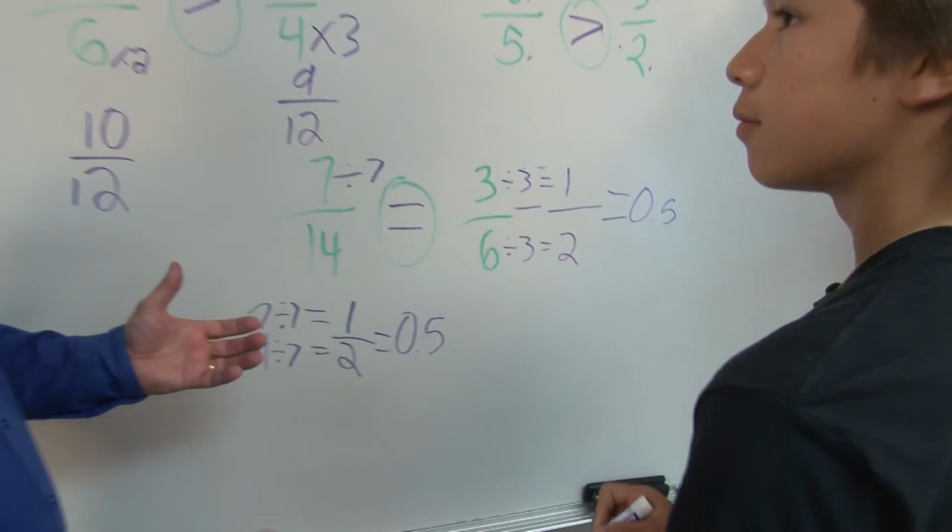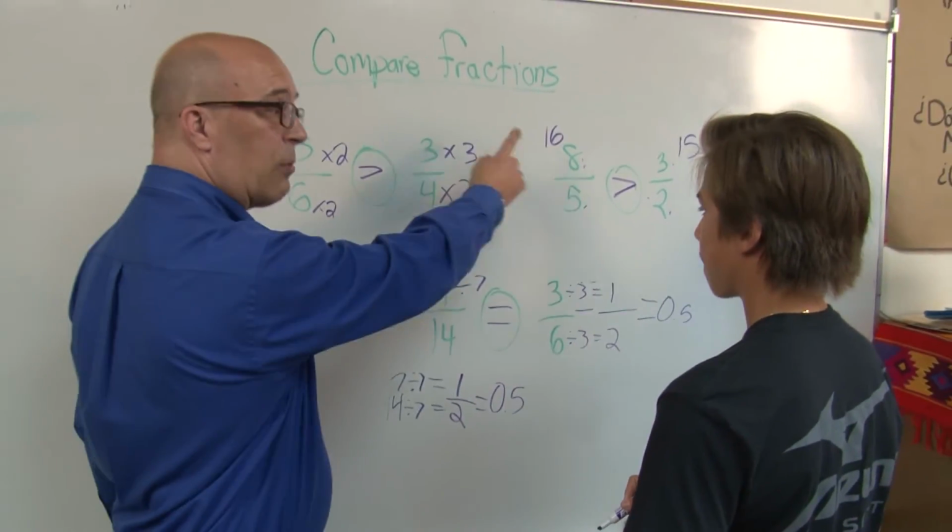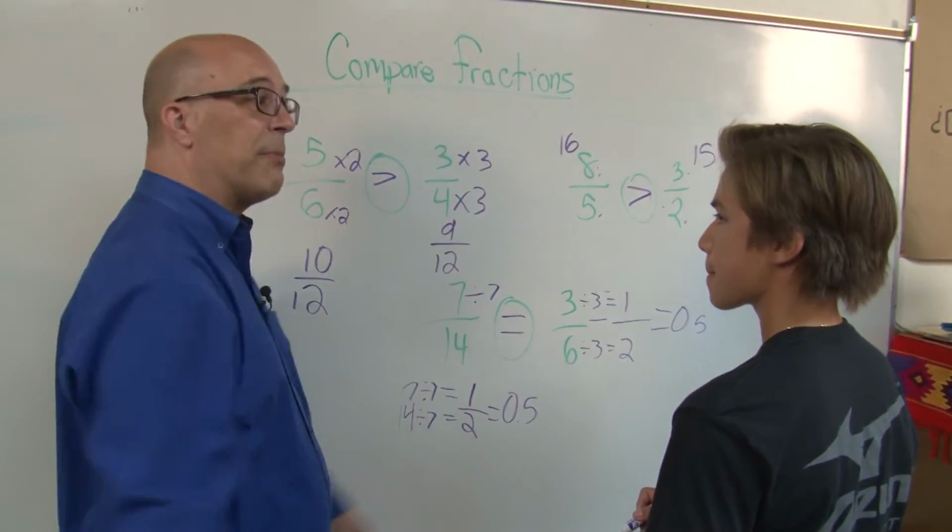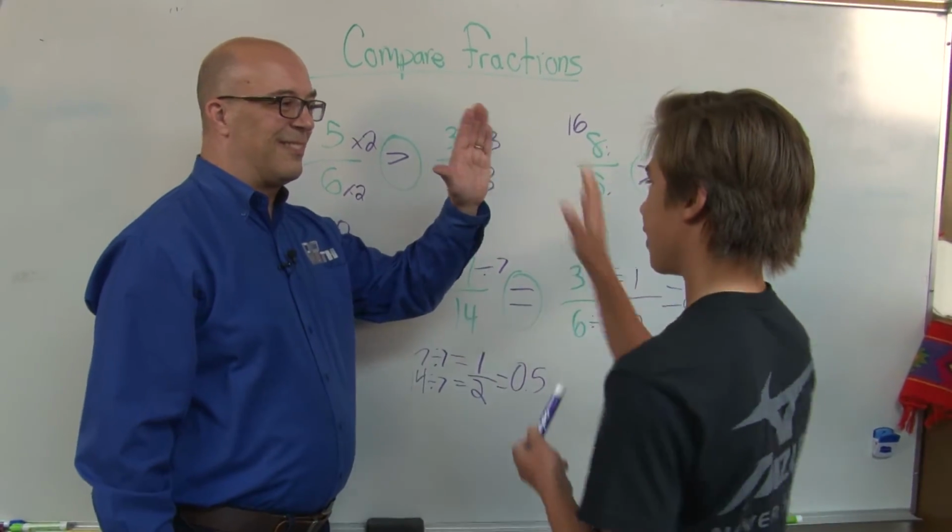Perfect. So that way we've got all three ways. Common denominator, cross multiply, turn them into decimals. Merek, nicely done. Thank you. Good work.